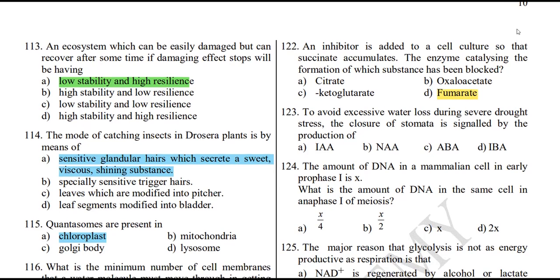Okay, the next question: to avoid excessive loss of water, or we can say transpiration. Okay, so what exactly happens? The stomata actually closes. If a stomata has to close, there has to be some release of some hormones. So that is going to be abscisic acid. So answer is going to be option C.